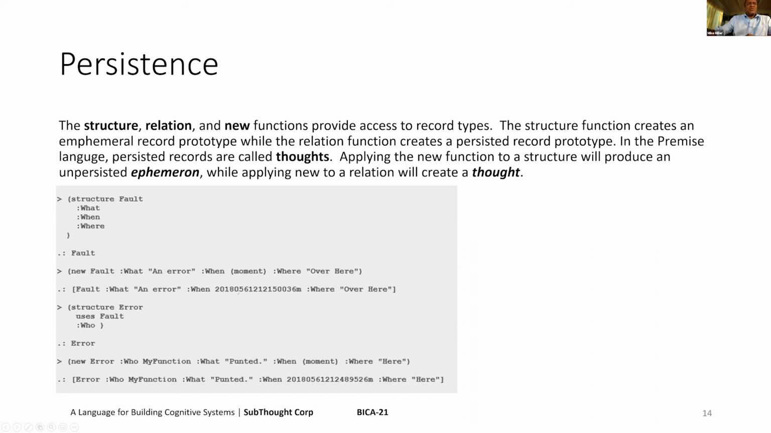And this is a moment. It's a nano year, and it's suffixed with an M. We can create a structure error that uses fault. So we can compose structures from other structures, and we can add an additional slot who, and we can say new error, who, my function, what, punted, when, moment, where, here, and it returns error, who, my function. It returns the tuple, basically. But this is unpersisted. So when you use new on a structure, it will not persist the values.